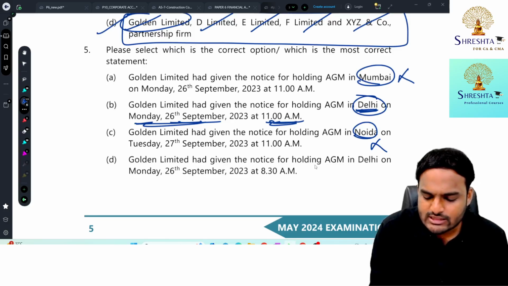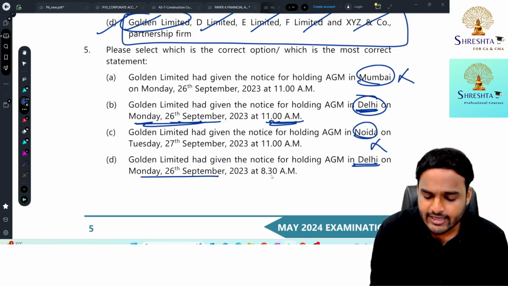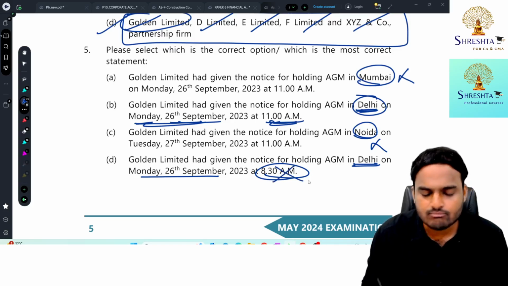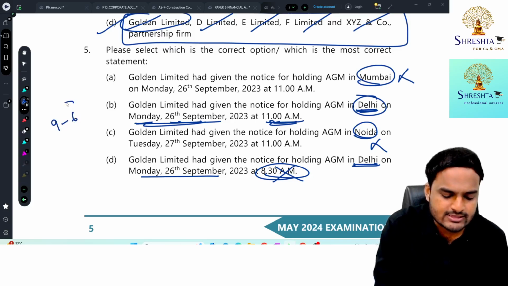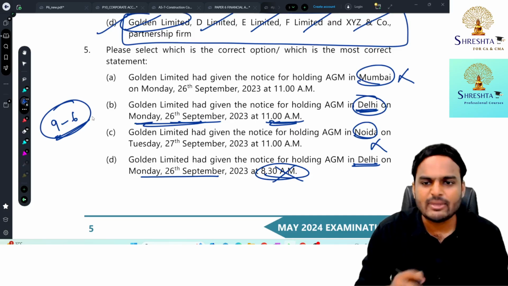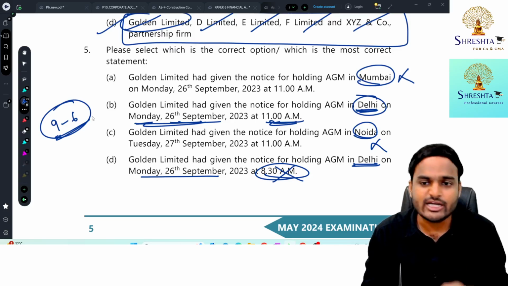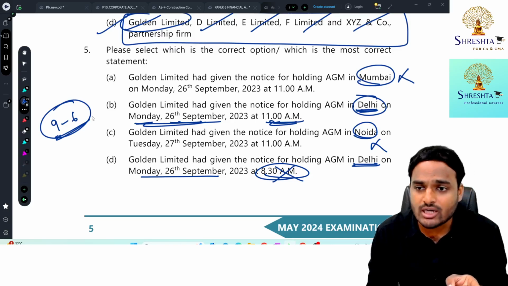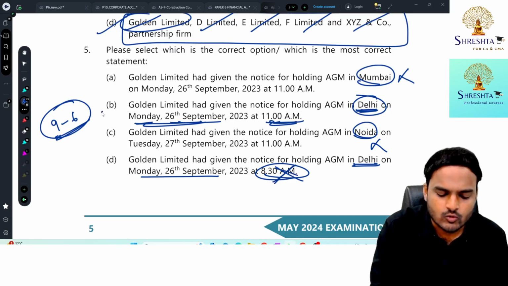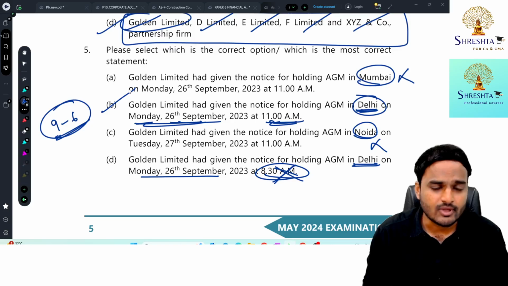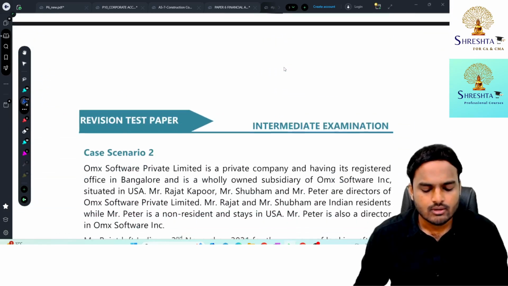Golden Limited had given the notice for holding AGM in Delhi on Monday 26 September at 8:30 a.m. 8:30 a.m. is a wrong aspect. Business hours means any time between 9 a.m. and 6 p.m. So the commencement time of the AGM shall be between 9 a.m. and 6 p.m. It should not start before 9 a.m. It should not start after 6 p.m. Understood? So D option is also incorrect. Now, what is the correct option? B. B is the correct option. Clear? With this, one case scenario is completed.